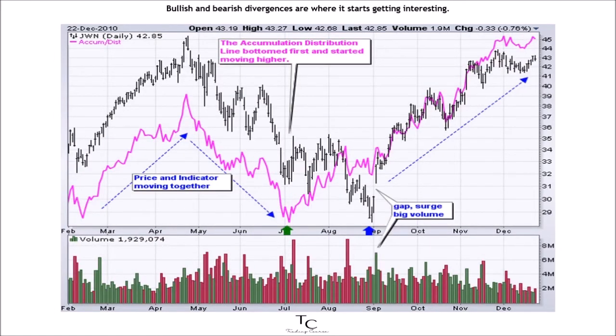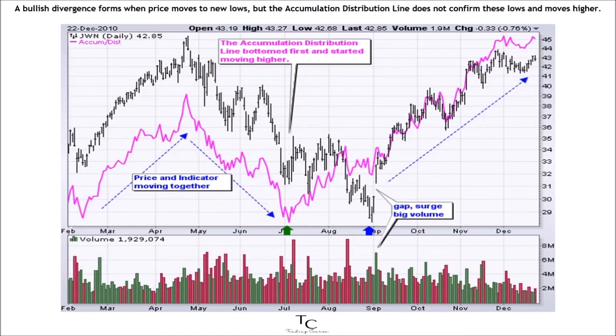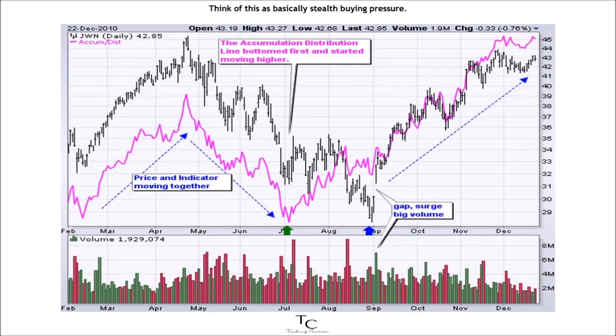Bullish and bearish divergences are where it starts getting interesting. A bullish divergence forms when price moves to new lows, but the accumulation distribution line does not confirm these lows and moves higher. A rising accumulation distribution line shows, well, accumulation. Think of this as basically stealth buying pressure. Based on the theory that volume precedes price, chartists should be on alert for a bullish reversal on the price chart.